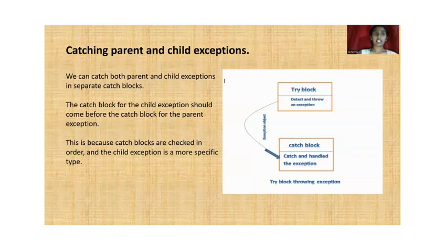Catching parent and child exceptions. We can catch both parent and child exceptions in separate catch blocks. The catch block for a child exception should come before the catch block for the parent exception. This is because catch blocks are checked in order and the child exception is a more specific type.